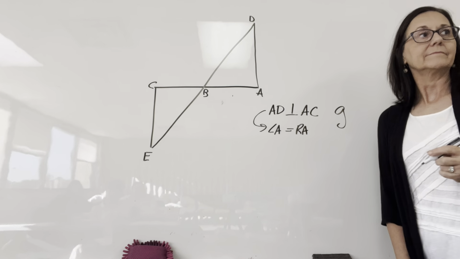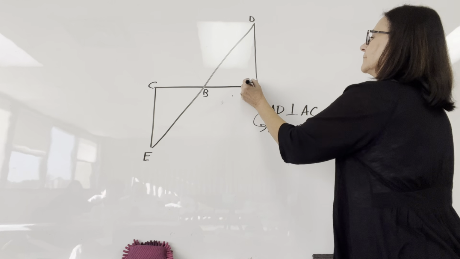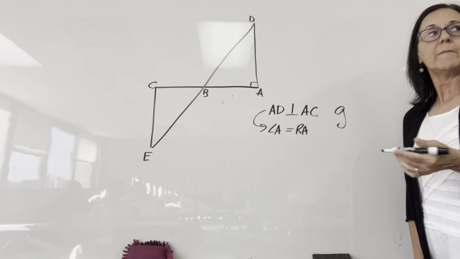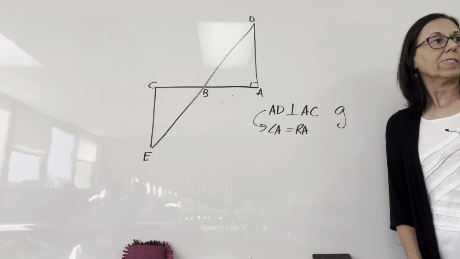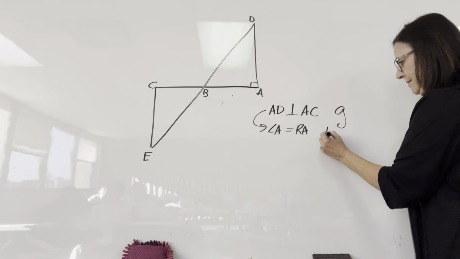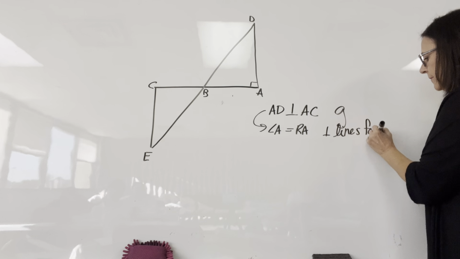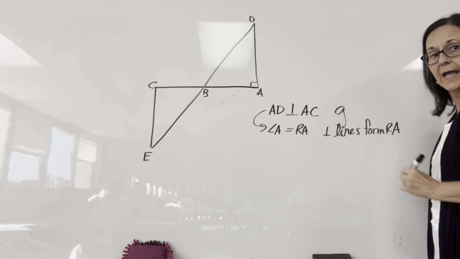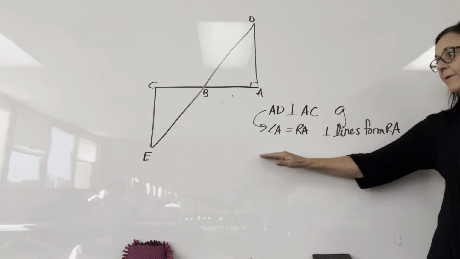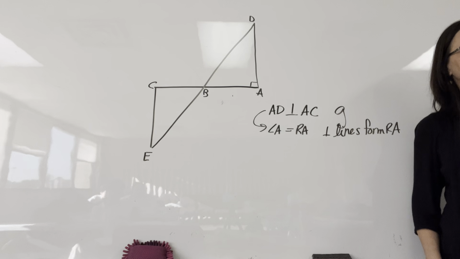Why? What would be my reason why? Because two perpendicular lines form right angles. That's correct. Perpendicular lines form right angles. Okay, what can I know from this? Angle A is a right angle.